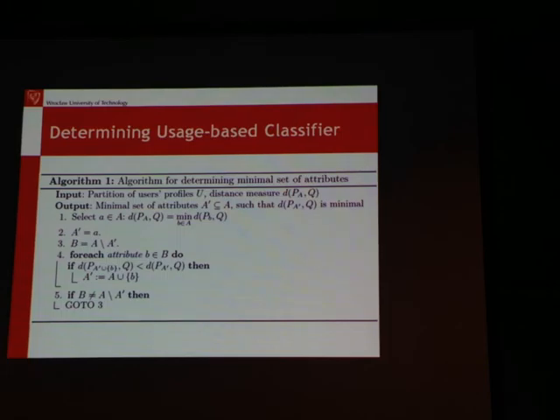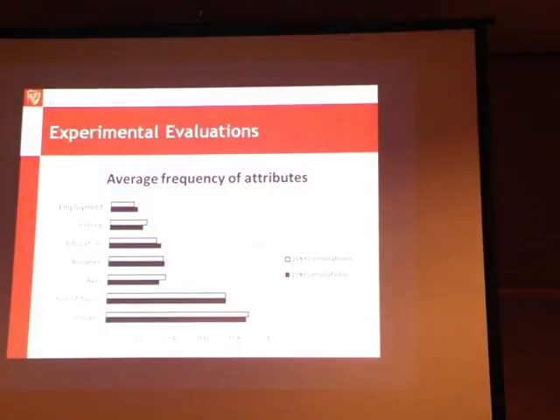We choose the first attribute such that this distance is minimal, just for this one attribute. Then we add the next attribute, and choose the pair of attributes that minimizes this distance, and so on. We stop when the distance is not lower in the next step. So adding the next attribute will not make the distance smaller than without this attribute.